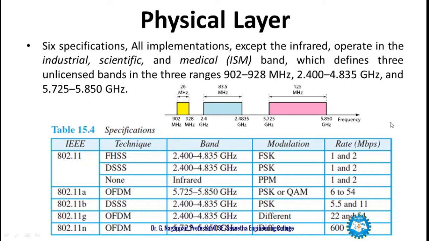So this is used as the band, and based on that band division, there are several IEEE standards defined, like 802.11, 802.11a, 11b, 11g, and 11n, based on the various techniques and modulation techniques used, and the rate remains like this. Let us see them.